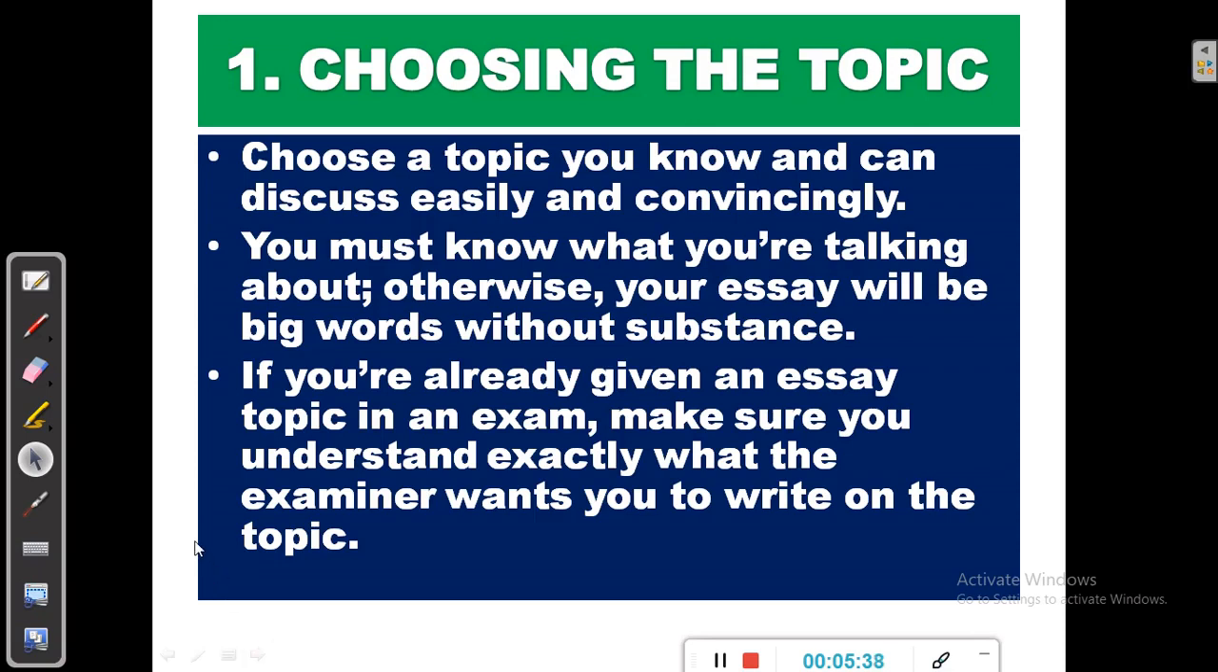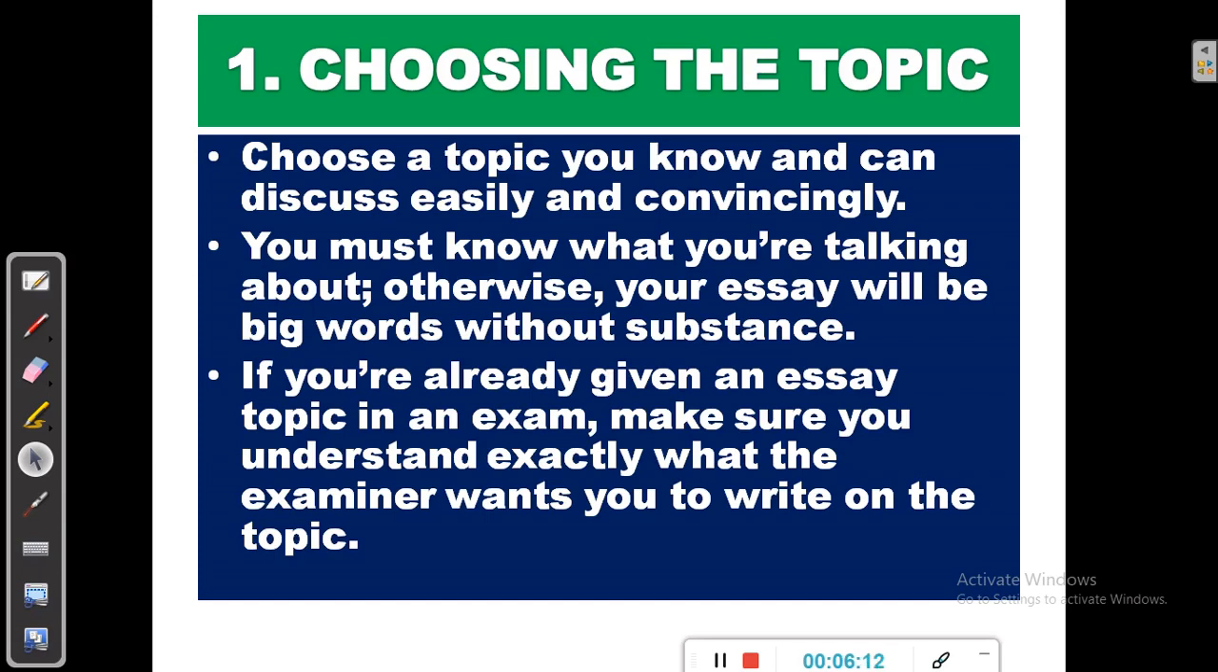The first one is choosing the topic, and here we are saying that you have to choose a topic you know and can discuss easily and convincingly. You must know what you are talking about, otherwise your essay will be big words without substance. So you need to understand what you are writing. If you are already given an essay topic in an exam, make sure you understand exactly what the examiner wants you to write on the topic.